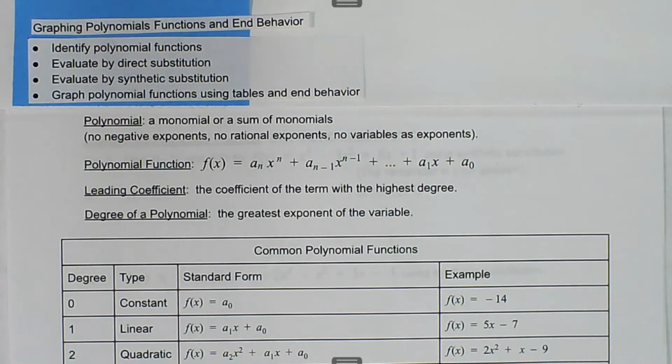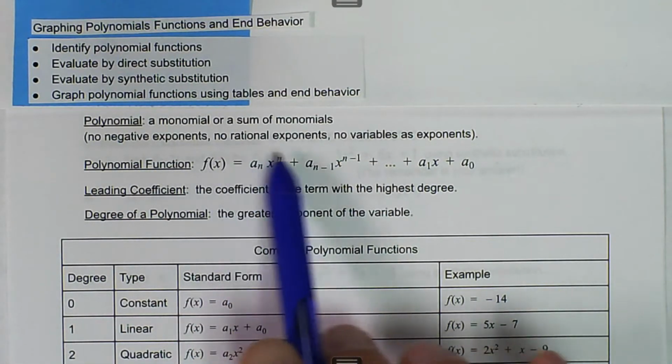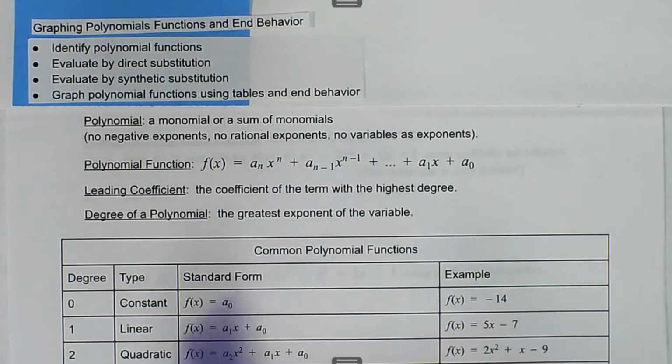And a polynomial is a monomial or a sum of monomials. Now, here's some key parts. Can't have negative exponents, no negative exponents, no rational exponents, that means fractions, and no variables as exponents.